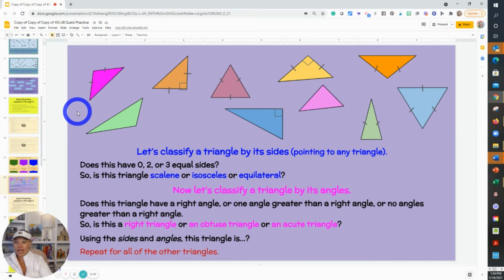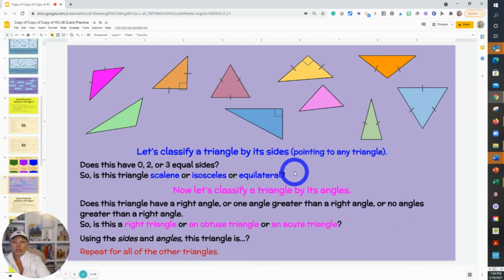Class, and they would say isosceles. Okay, so now we're looking for scalene, isosceles, or equilateral because we're identifying it based on its sides. If it has 2 equal sides, it is an isosceles triangle. Now let's classify each triangle by its angles.